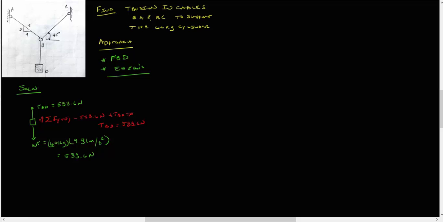My other free body diagram is going to look like this. Redraw that. And I know that they gave me this was 4, this was 3, so we know that this is 5. And then we also know that this is 45 degrees. And we know that tension BD is 588.6 newtons.